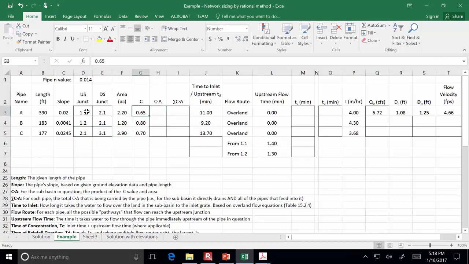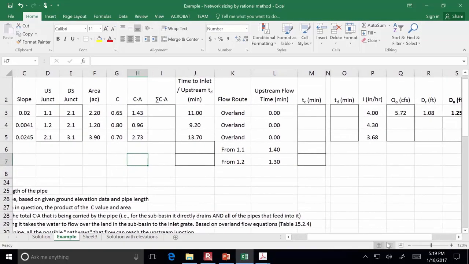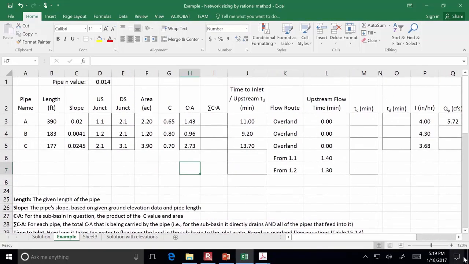All right. If you've got the areas and the C values for those three contributing areas, then C times A is just going to be C times A. Easy enough that way. Multiply the two together, and then you can drag the formula down so that it applies to all three rows. Okay. Zoom in a little bit there.